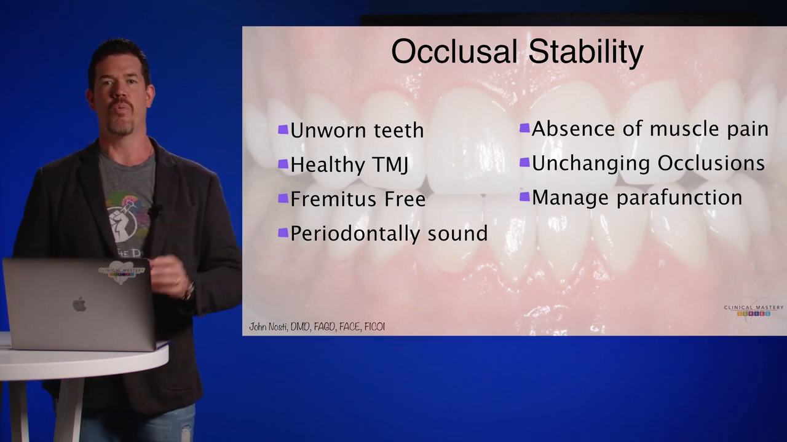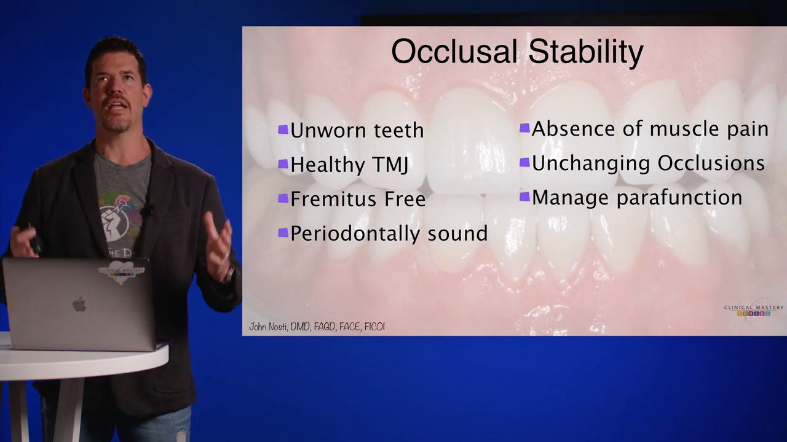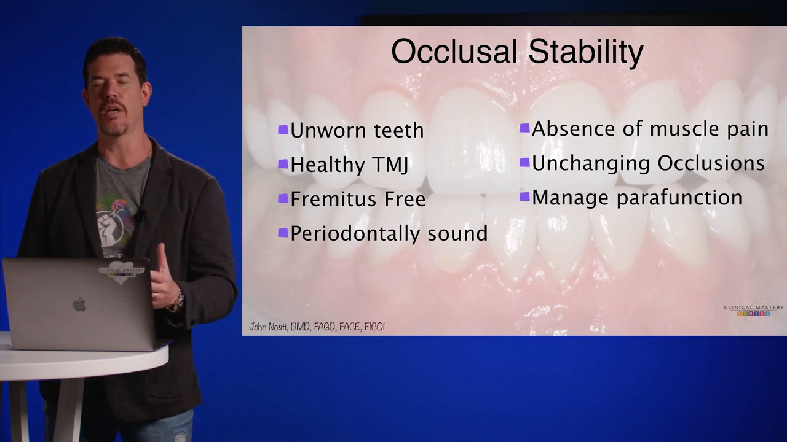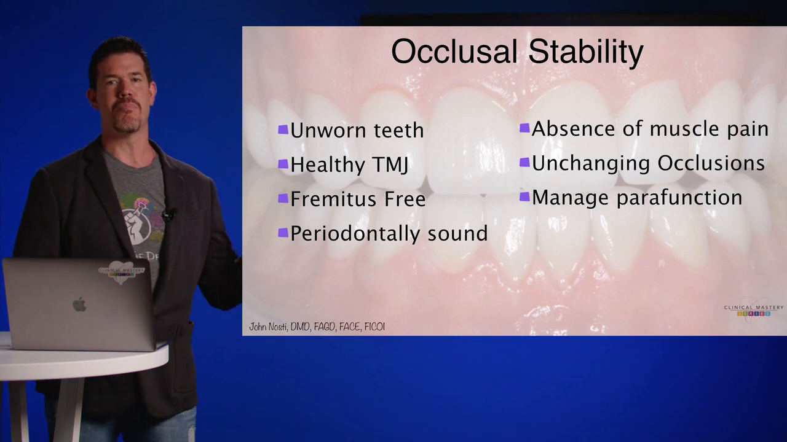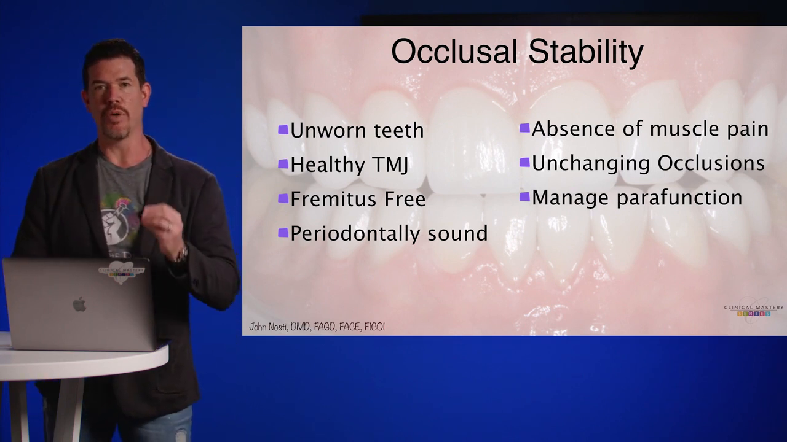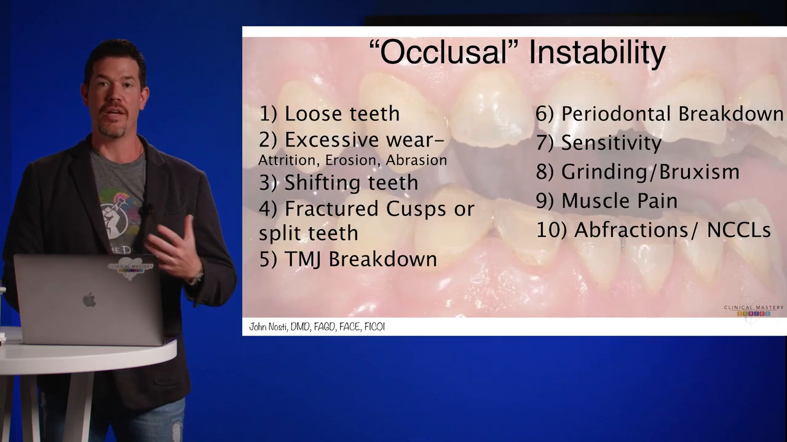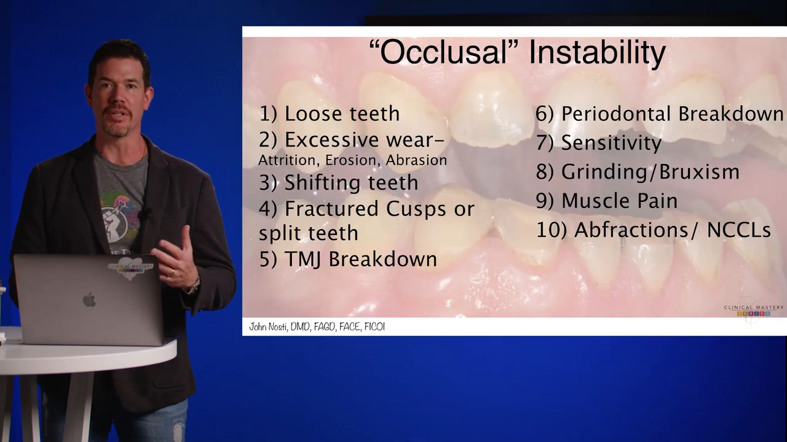And really, what is the main thing that we want to be able to do? How was anterior guidance created to begin with? It was to be able to manage parafunction. So when we go back and look at some questions that I asked you earlier, when is the existing occlusion problematic? When do we say our patients have occlusal instability?